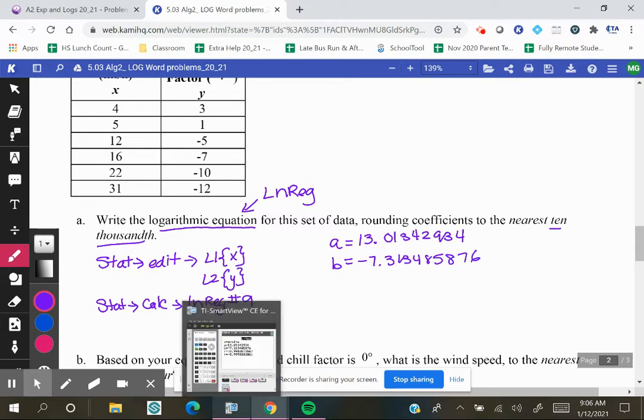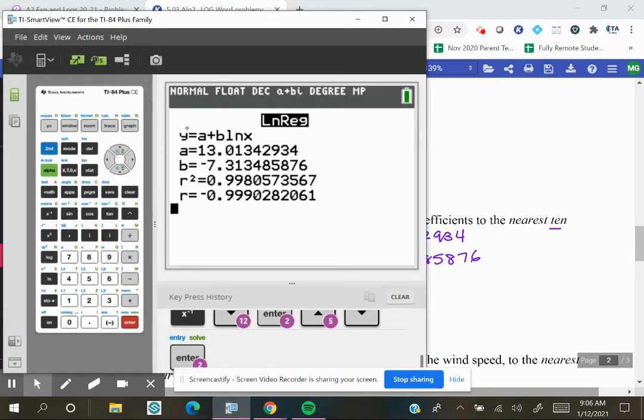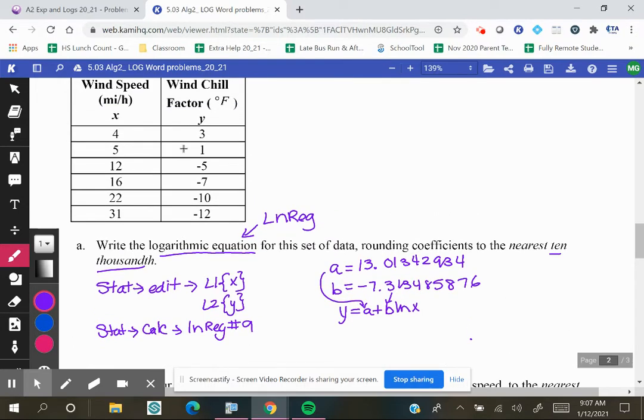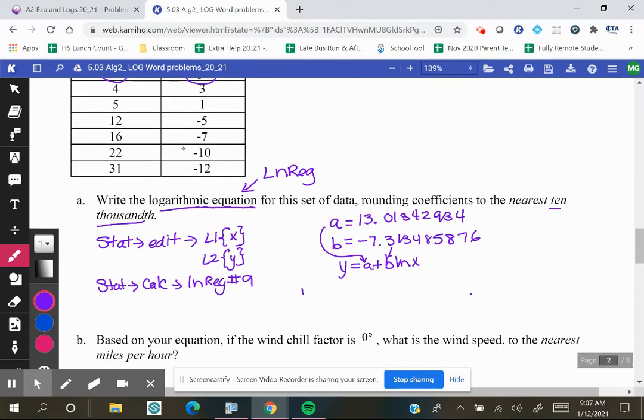And then you'll see at the top of your calculator, it gives you the equation, y equals A plus B ln x. Y equals A plus B times ln of x. So you're just substituting in your A and your B values. And double check your letters too. It did say X and Y, but if they use different letters, you have to match up with those letters.